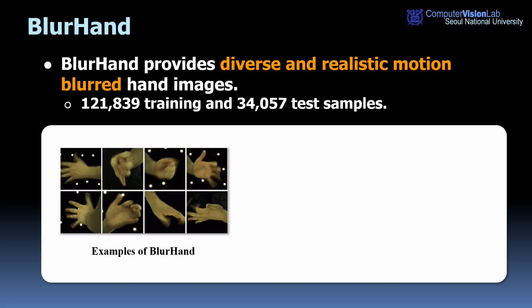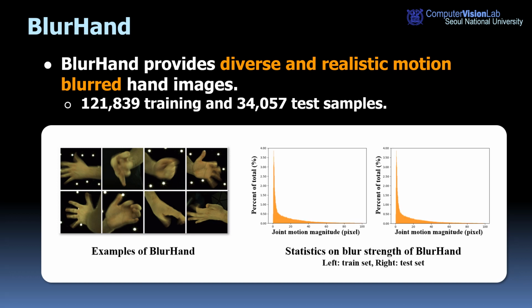The BlurHand dataset provides diverse and realistic motion blurred hand images. We provide statistics of BlurHand. The joint motion magnitude means the length of the 2D trajectory of each hand joint in a blurry image. This measurement can indicate how large the blur is. As shown in the figure, BlurHand contains diverse blur from mild to severe blur.